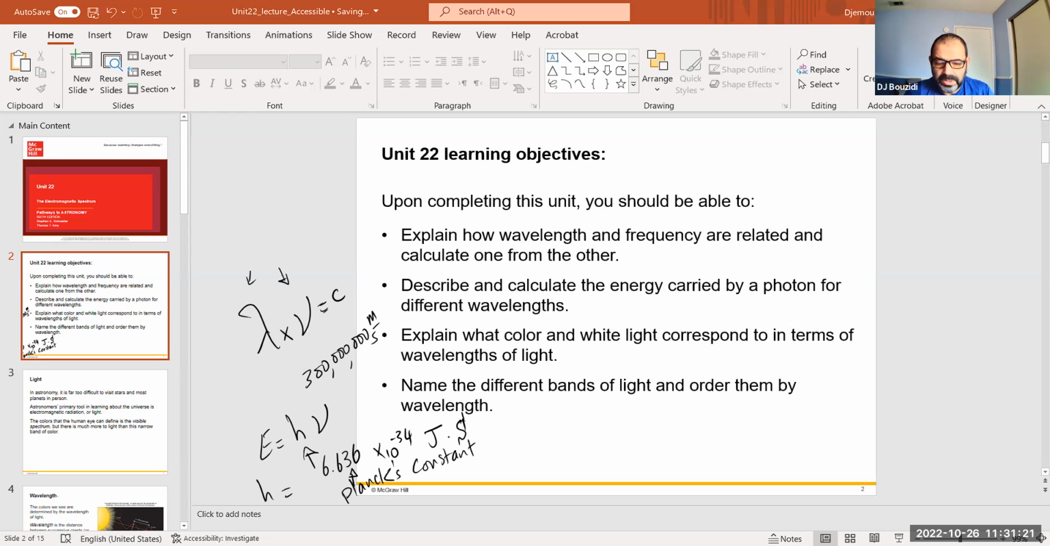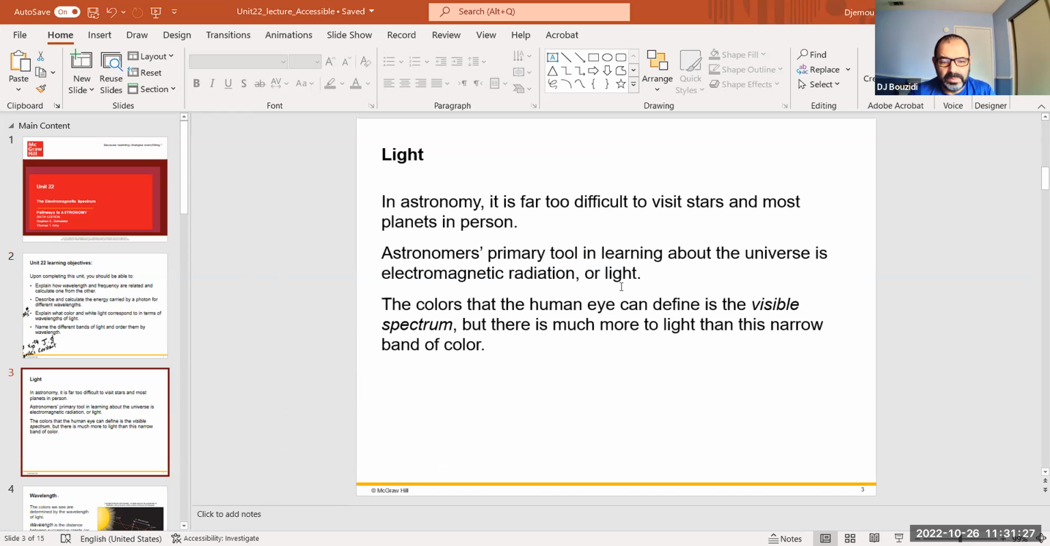And then we're going to talk about the spectrum and the different bands of light. So again, in astronomy, it is far too difficult to visit stars. That's why we really have to delve into this. How do we know anything about all of the stars? It's light that we're receiving from it.